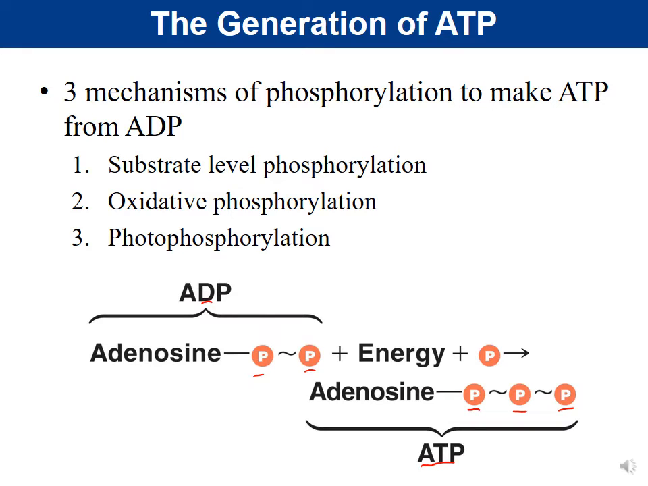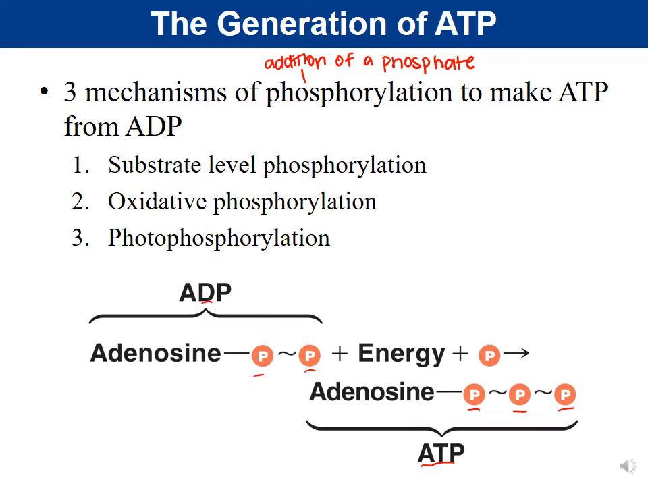So we call this a phosphorylation because it's the addition of a phosphate group. So we add a phosphate group to ADP, and when we add that phosphate group, what we get out is our ATP. Now, there's three main ways that ATP is produced.